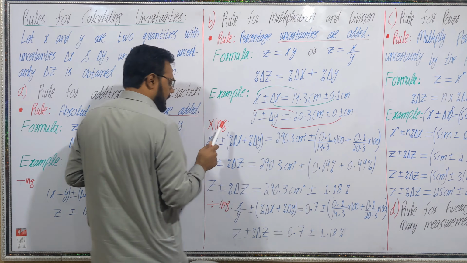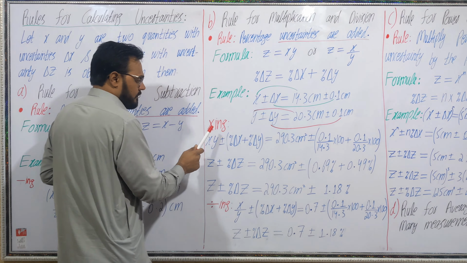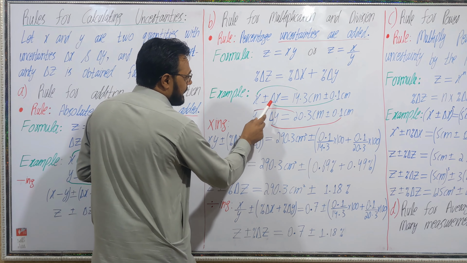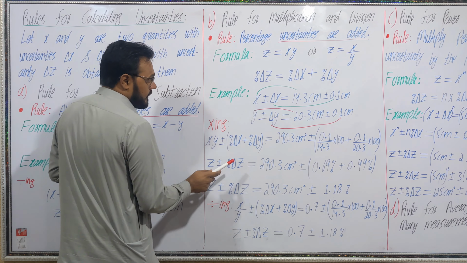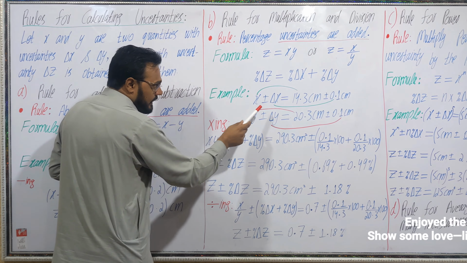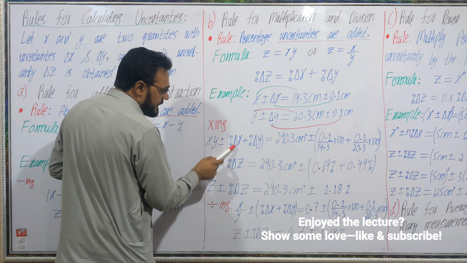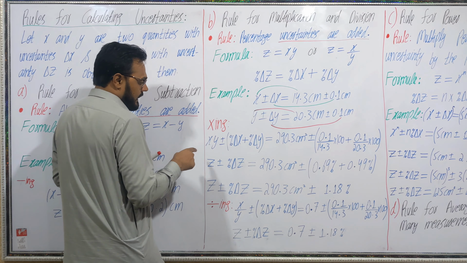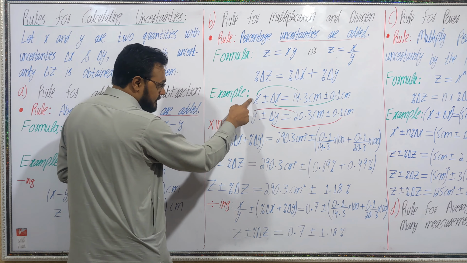Multiplication and division. First multiplying, then dividing. Multiplying: x multiplied by y. But uncertainties are added, only not percentage uncertainties. Percentage uncertainty in x plus percentage uncertainty in y. X multiplied by y, but percentage uncertainties are added.